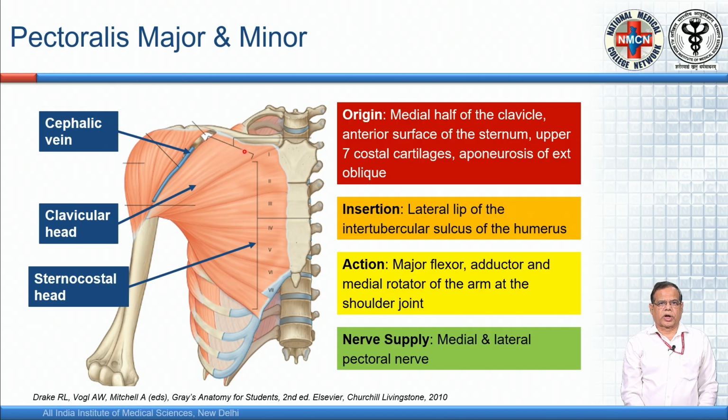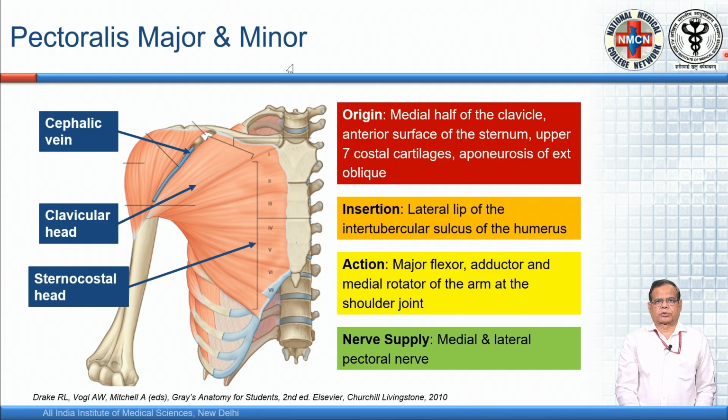The clavicular fiber comes downwards and laterally to be inserted into the lateral lip of the intertubercular sulcus of the humerus. The sternocostal abdominal fibers go upwards and make a U-shaped tendon, then go deep to the clavicular head to be inserted into the upper part of the intertubercular sulcus in the humerus.